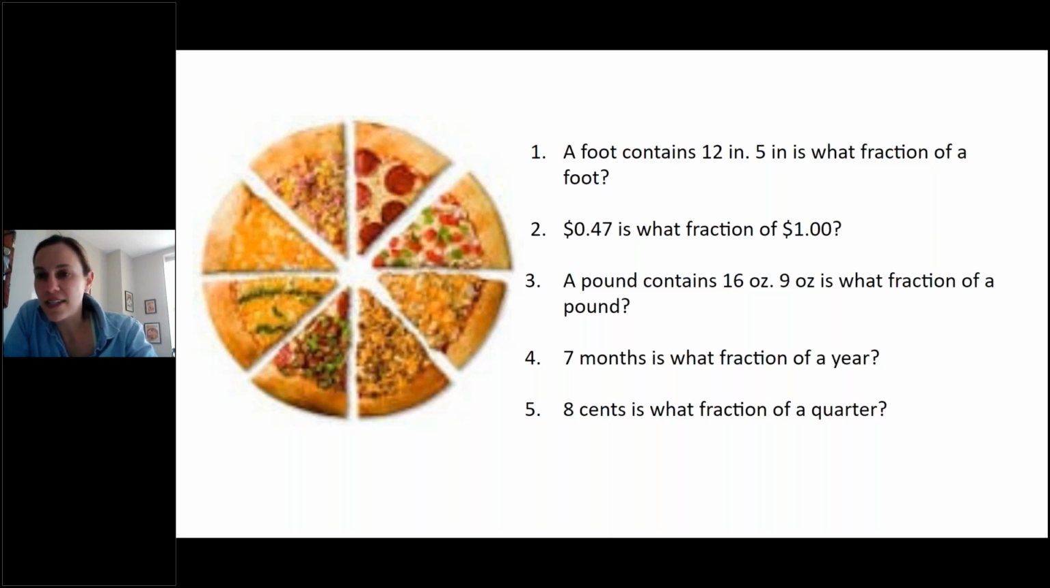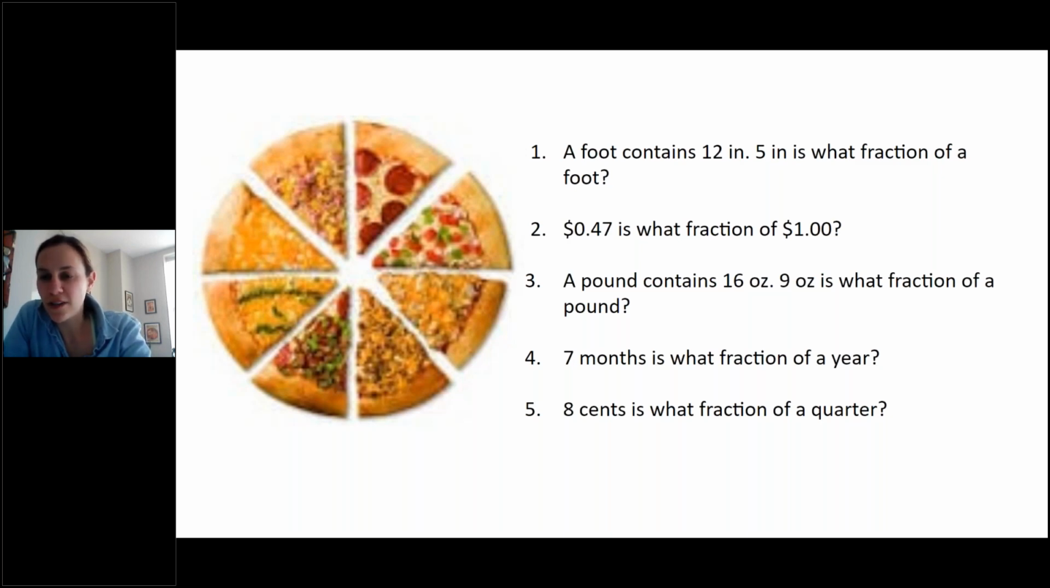Another example, a pound contains 16 ounces. The question is, 9 ounces is what fraction of the overall pound? I know there's 16 ounces in a pound, and the piece that I'm looking at is 9 ounces. So 9 is the numerator, the top part of the fraction, and 16 is the denominator. And we'll get there, but if I have 9 over 16, I can definitely simplify that fraction into simpler terms. So we'll talk about that in a little bit as well.